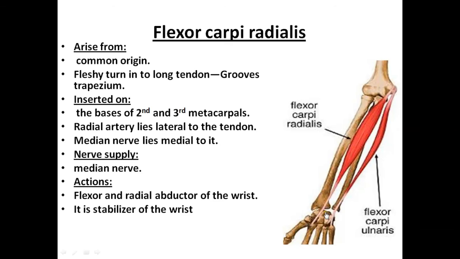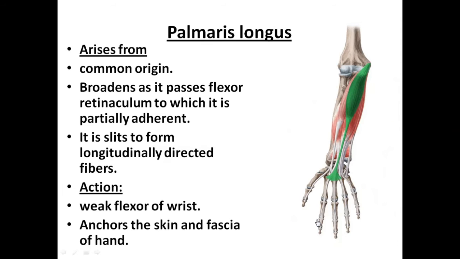Its action is as a flexor and radial abductor of the wrist, and it also stabilizes the wrist joint. Then the superficial tendon visualized is the Palmaris longus. It is absent in 15% of the total population.